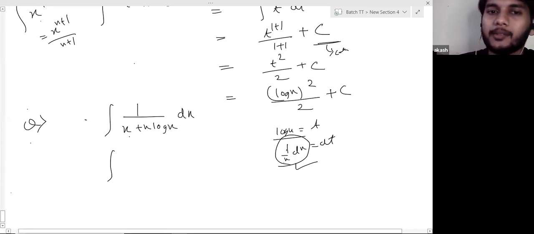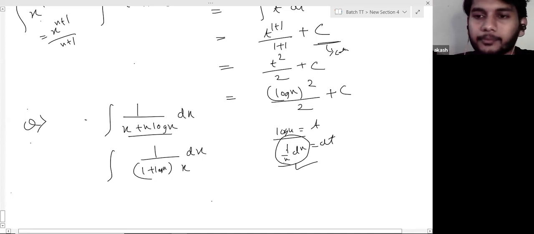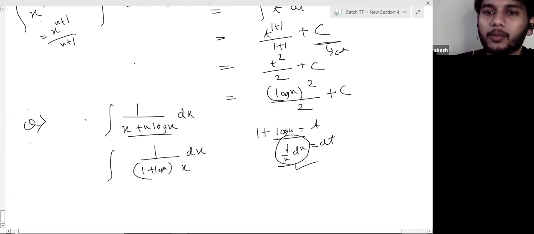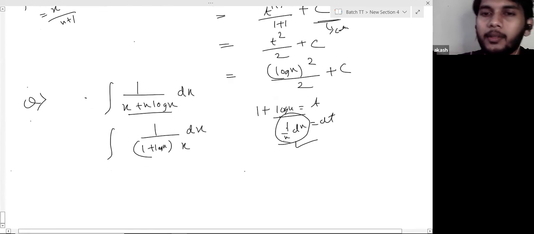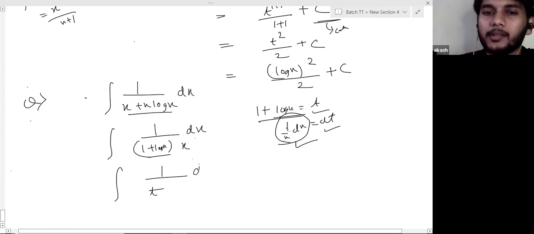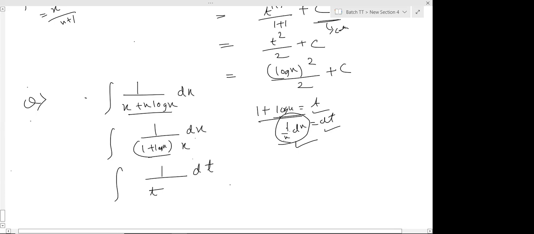See, if we take x common from the denominator, then we'll have 1 plus log x into x dx. Yes or no? Yes, sir. So now, if you take log x as t or 1 plus log x as t, same thing, right? So we can take 1 plus log x as t. So 1 upon x dx becomes dt. So the integration becomes 1 upon t dt. The steps are clear? Yes, sir.